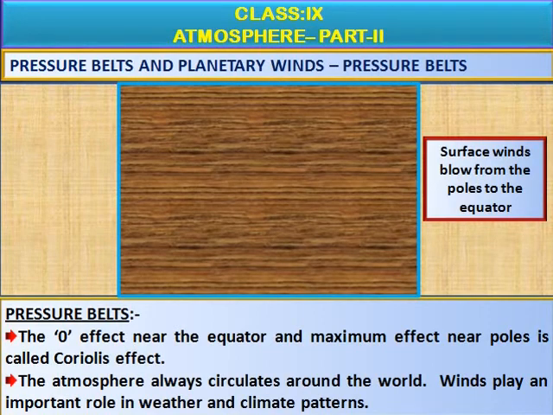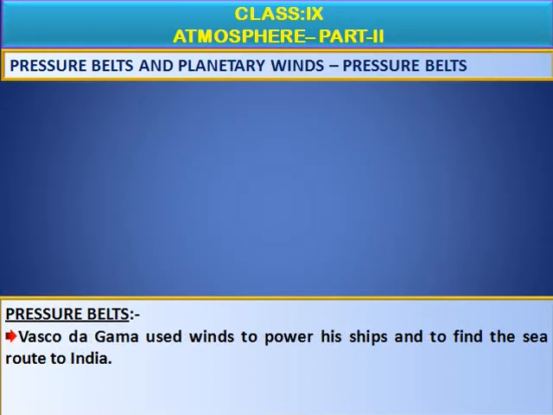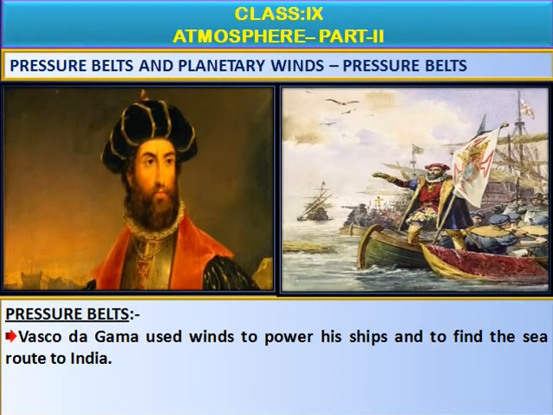The atmosphere always circulates around the world. Winds play an important role in weather and climate patterns. How could Vasco da Gama find sea routes? He used winds to power his ships and to find the sea route to India. Because of this, he was able to transport and trade large quantities of pepper, cinnamon, and so on to Portugal. In this way, these winds were also crucial to the establishment of the Portuguese rule over Goa.